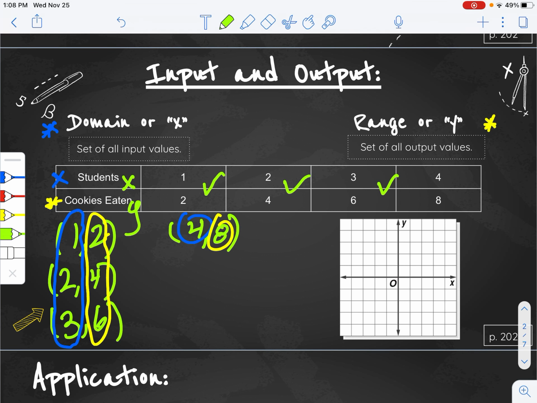So if we were to plot these points on a graph, we have 1, 2, 2, 4, 3, 6 would be somewhere up here, and 4, 8 would be even further. Again, at this point, we're not going to draw a line through them. All we're talking about is those points right there.